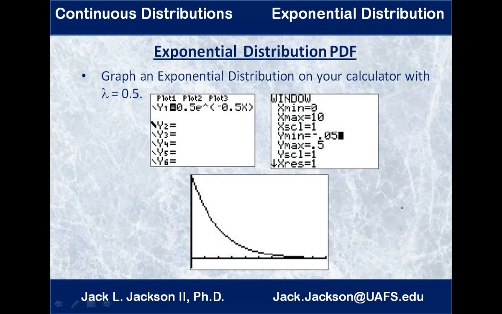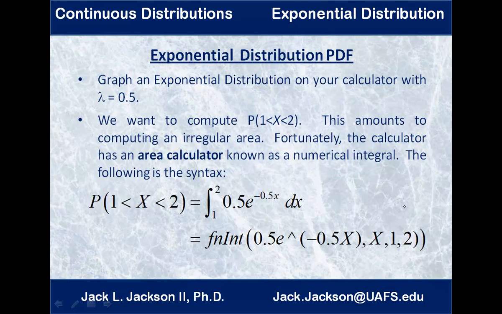And then come back. Okay, by now we should have a graph here. And let's go on and see what we can do. So now we've got this graph. Suppose we want to compute the probability that x is between 1 and 2. So this amounts to computing some kind of irregular area. And we don't have any nice algebraic technique for that that's available to us. But fortunately, we have an area calculator built into the calculator.